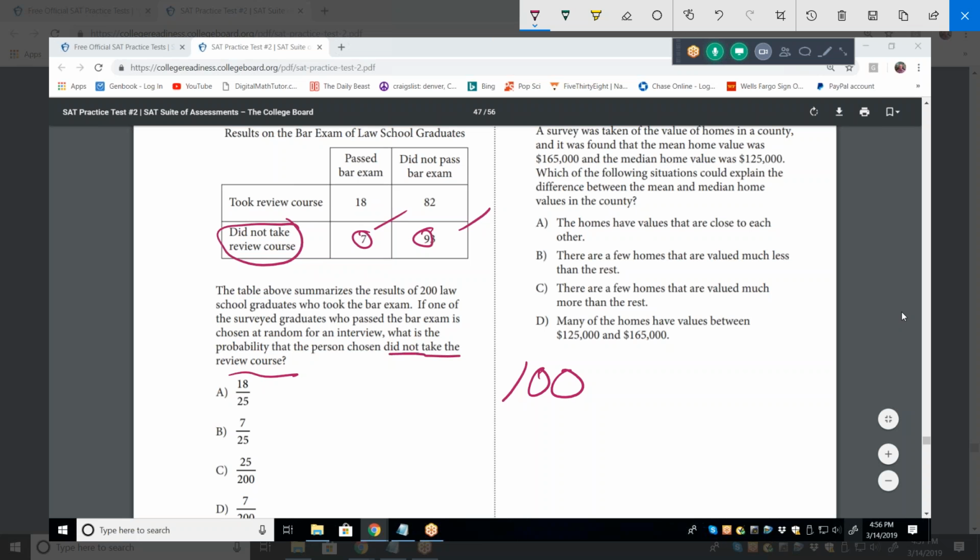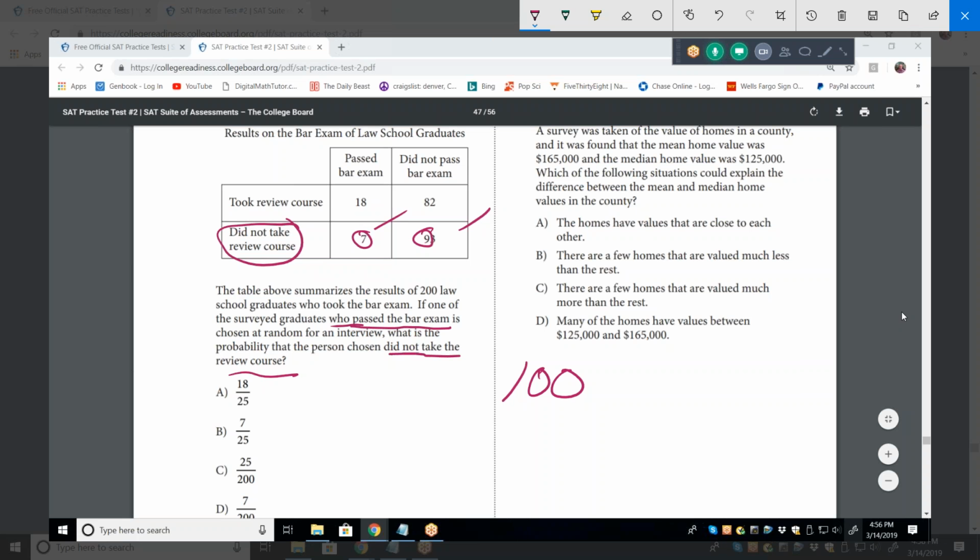Now, what is the probability that a person chosen did not take the review course? So then it would be 1/2. Yeah, that's what I thought. Now, since that answer isn't on there, obviously my thinking is wrong. It's looking for somebody that passed the bar exam and did not take the review. Oh, the table. Okay, of one of the surveyed graduates who passed the bar exam. Very key part that I overlooked.